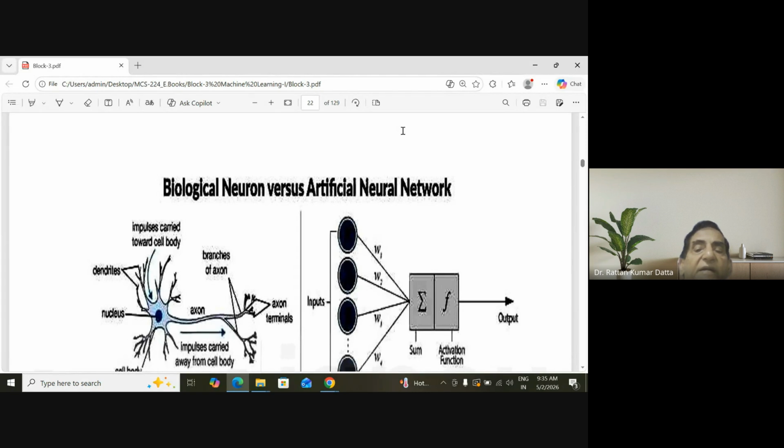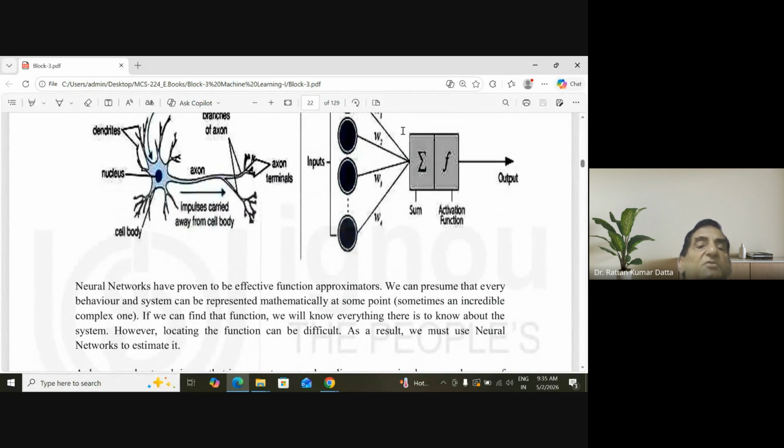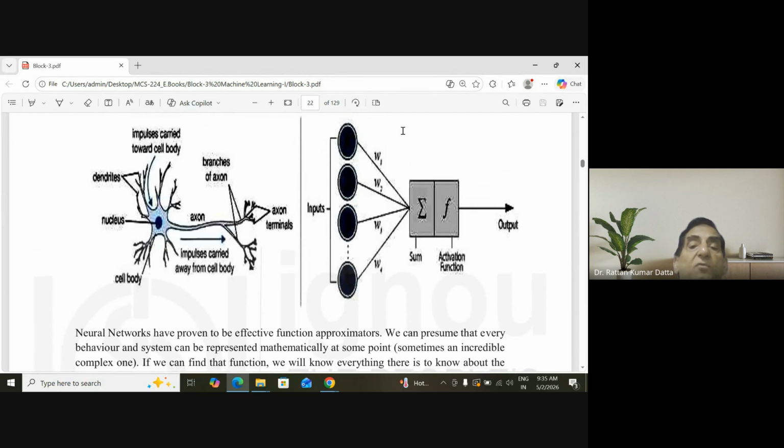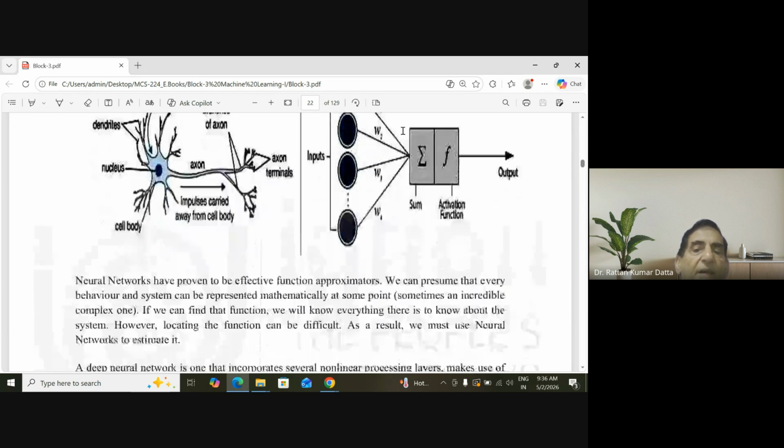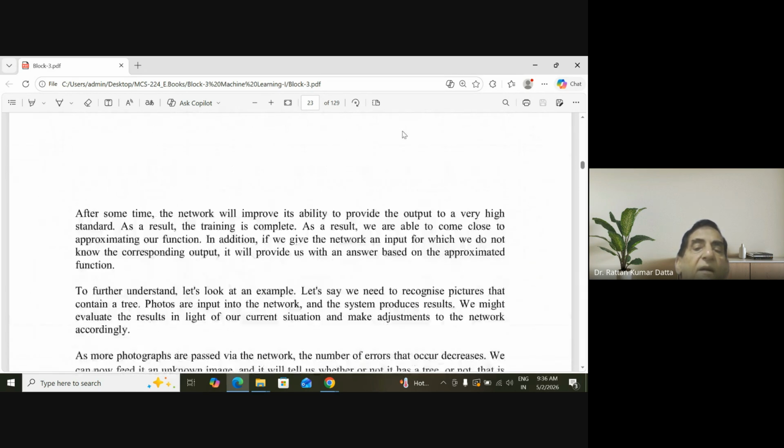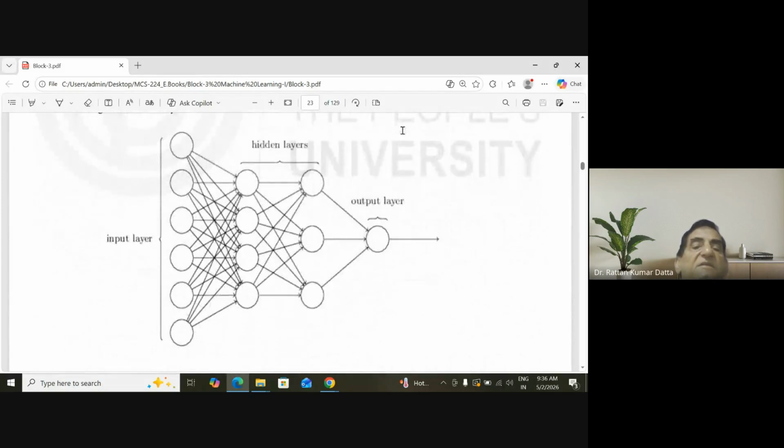And neural net. So these are the neurons which you have inside your body. Input, then sigmoid and summation and action and output. So this is the artificial neural network. This is the human neural network. Okay, this is the input layer, hidden layers, and output layers.